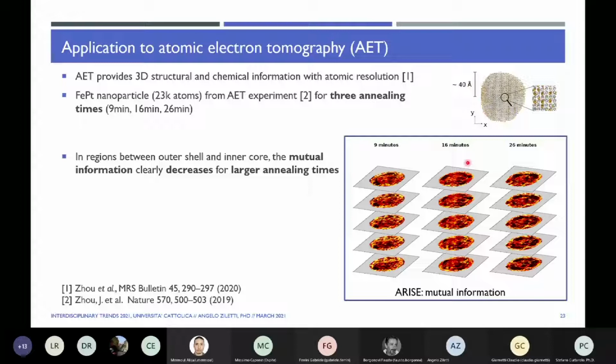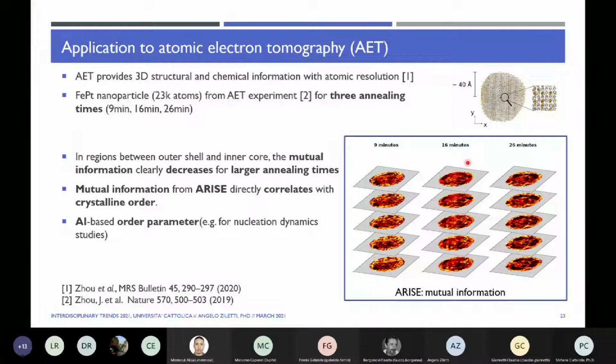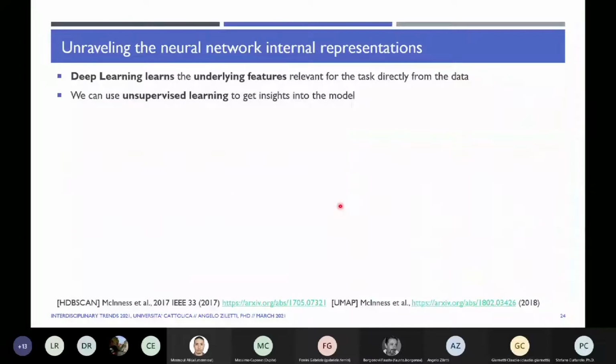We also have more plots and more histograms in the paper, in the supplementaries. So that means that mutual information from Bayesian deep learning can actually correlate with crystalline order. So thinking further, you can also think about having an AI-based order parameter, maybe for nucleation dynamics studies. So that is about supervised learning.